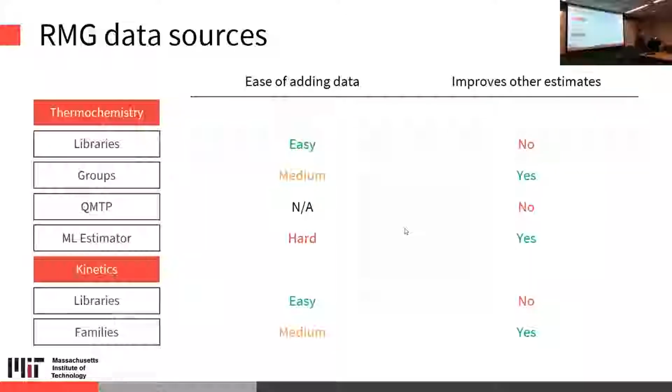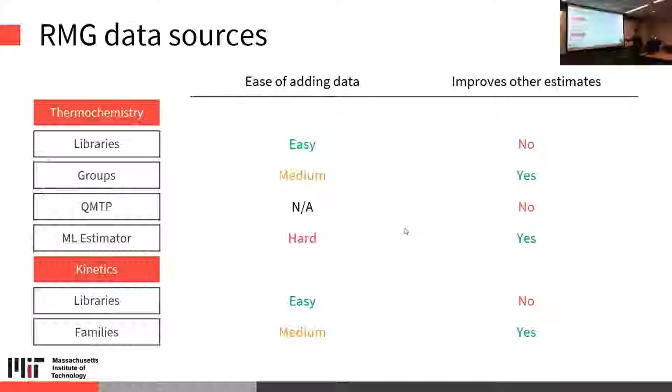So now going into RMG-database. On the left there, I have more or less a list of all the data sources that exist for thermo and kinetics primarily in RMG-database. And then here I rank how easy it is to add data and whether or not it improves other estimates. By that, I mean if you put in a piece of data for one species, it's not going to help you get better thermo for another species. But if you put in a group additivity value, then that could improve a wide range of species.